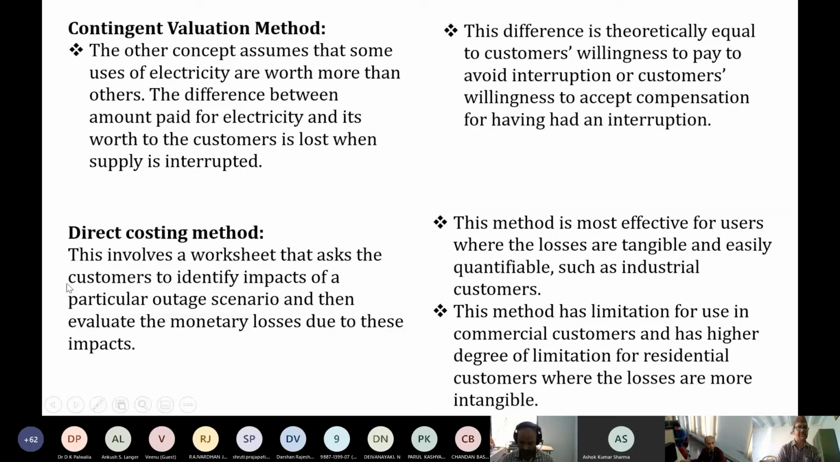Whereas the direct costing method involves a worksheet that asks the customers to identify impacts of a particular outage scenario and then evaluate a monetary loss due to these impacts. This method is most effective for users where the losses are tangible and easily quantifiable, such as industrial customers. It has limitations for use in commercial customers and a higher degree of limitation for residential customers where the losses are more intangible. So the direct costing method may not be applicable to residential customers.